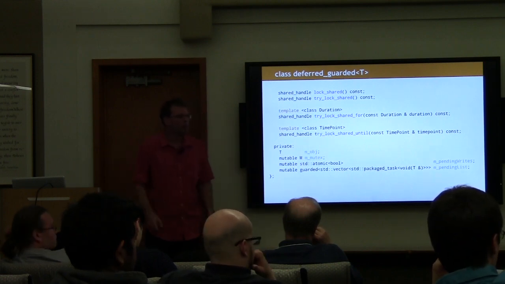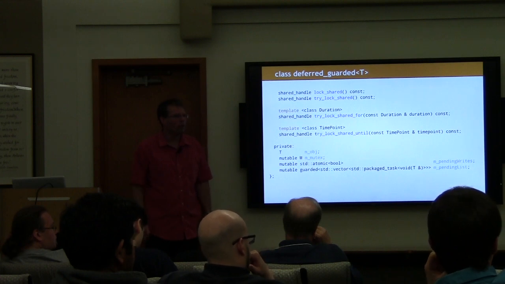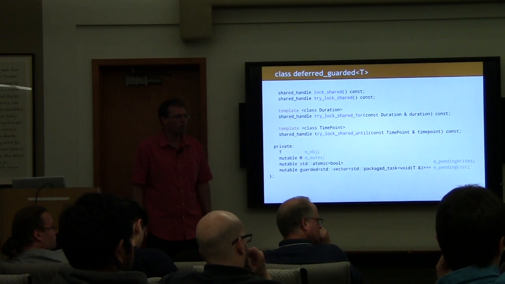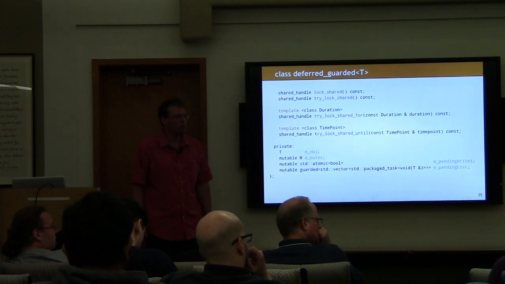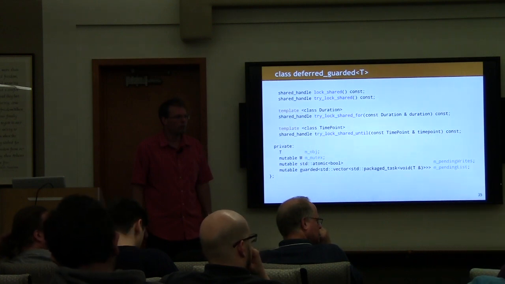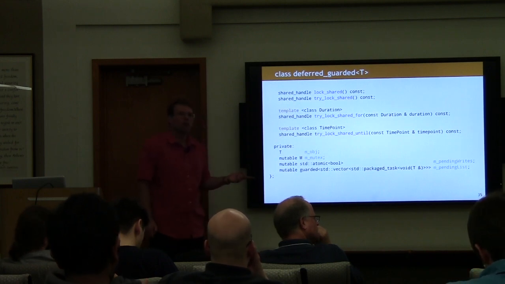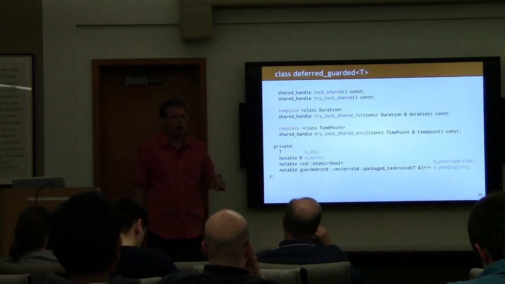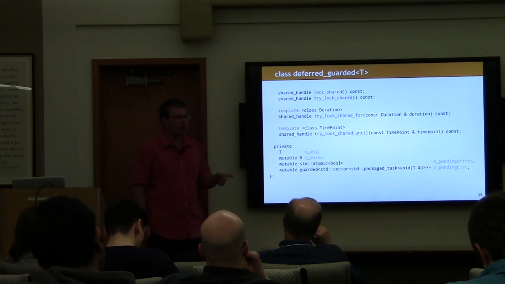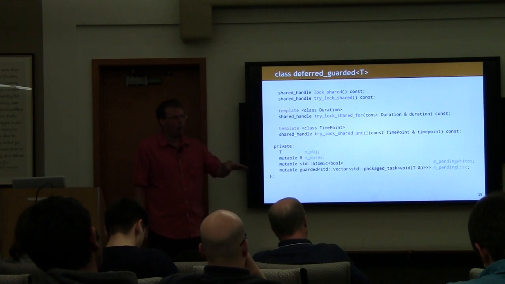Since your code is managing the mutex, couldn't you check the queue at the time you unlock from a previous operation? The question was, would it make sense to check the queue at the time you unlock from a previous operation rather than when you lock? Are you talking about when you unlock the exclusive lock of a previous operation? Yes.